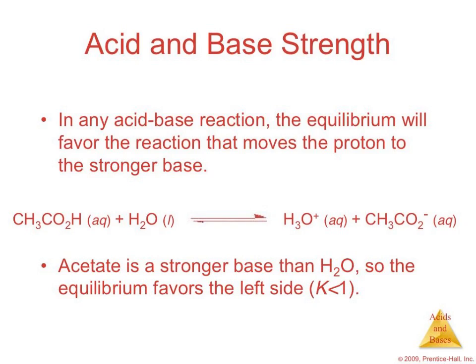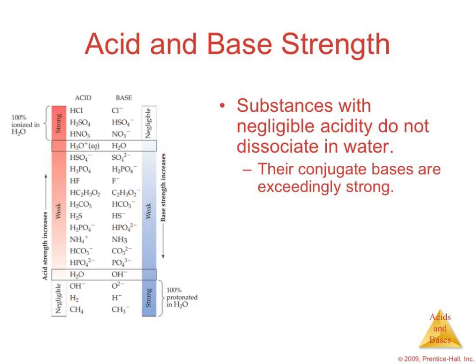Acetic acid reacting with water to form H3O plus and CH3CO2 minus, which is acetate, the acetate ion. So if you look back at the chart here, acetate is C2H3O2 minus. That is a stronger base than water, okay? Because water up here, now we're sort of in the negligible end of things, okay? So as you go down, the base strength is increasing. So C2H3O2 minus is a stronger base than water, okay?